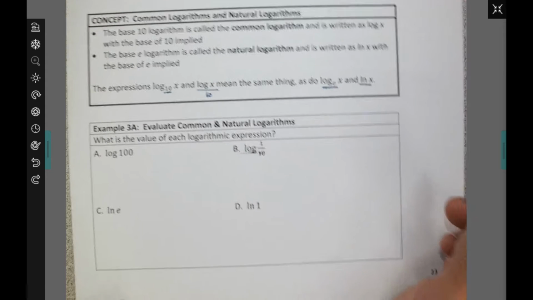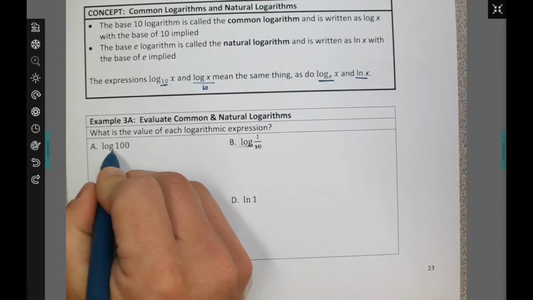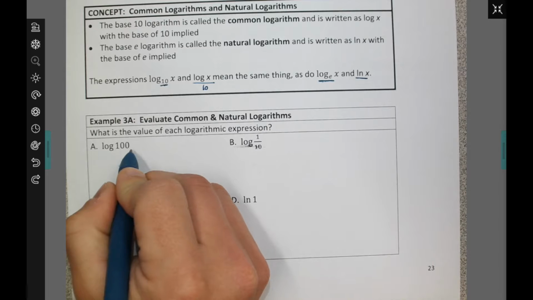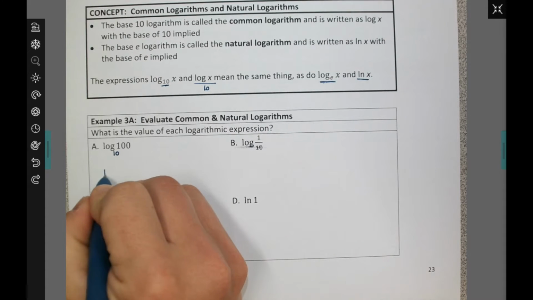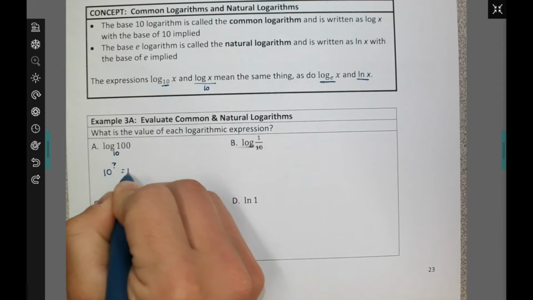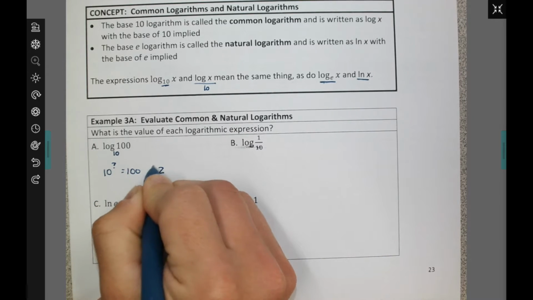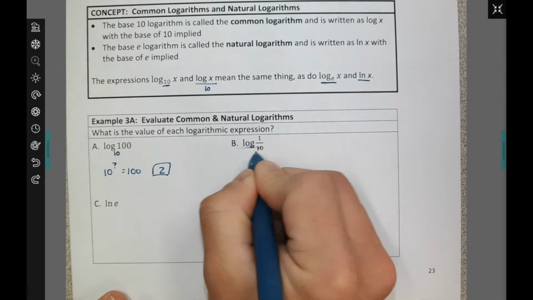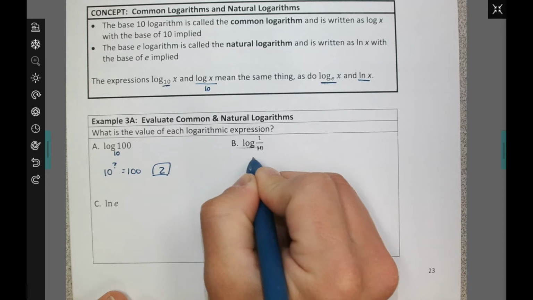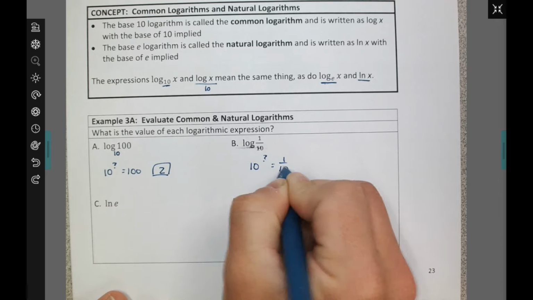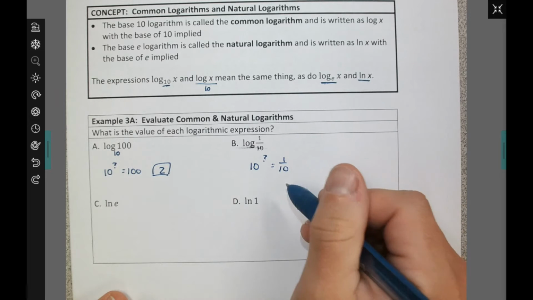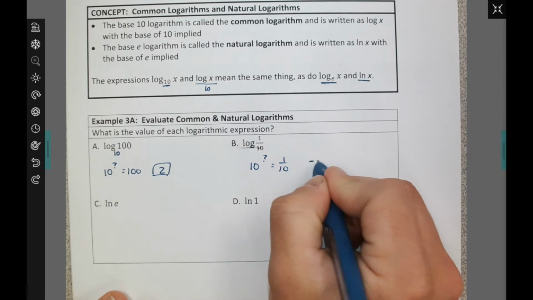So again, evaluating in your head, for this right here, log of 100, realize that that is really log base 10 of 100. So you're thinking 10, so what power gives me 100? It's going to be 2. For B, log of 1/10 is the same as 10 to what power gives me 1/10? Well, since I got to make a fraction, flip it down below, be -1.